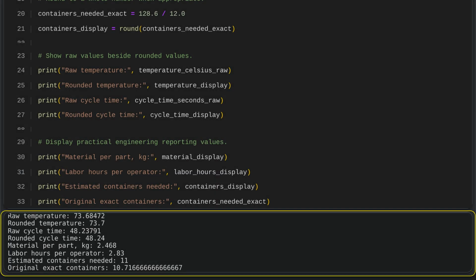This script shows how engineering measurements can be rounded for practical reporting. Raw values such as temperature, cycle time, material weight, and labor hours are rounded to appropriate levels of precision, while the required number of containers is rounded to a whole number for estimation. The output compares raw and rounded values, demonstrating how precision is adjusted to match different reporting needs.